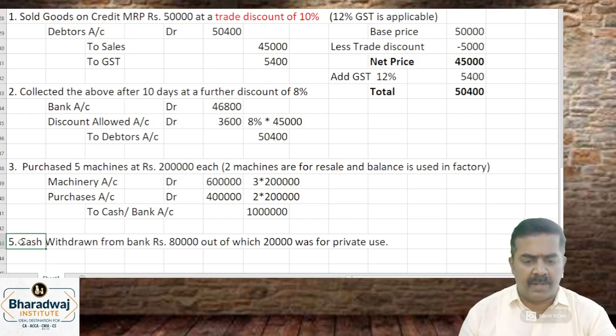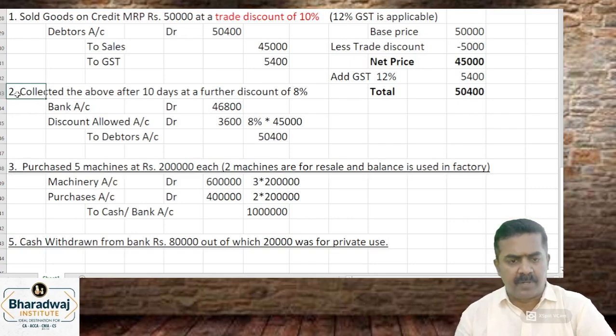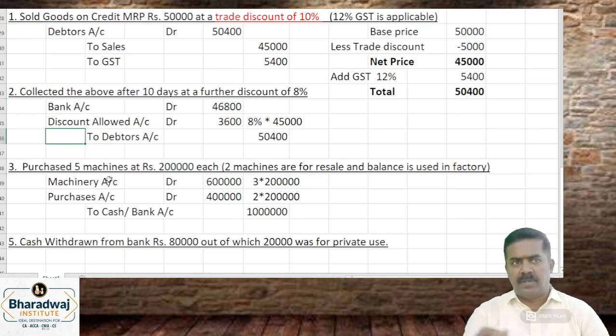Cash withdrawn from bank, 80,000. Out of that, 20,000 for private use. Now, the proprietor has used it for personal purpose. Take it up and pass it.